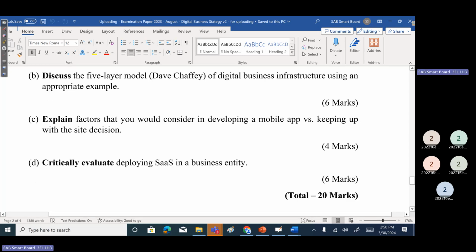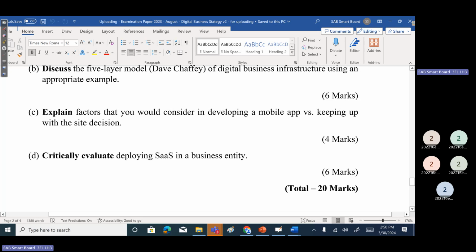Explain factors that you would consider in developing a mobile app versus keeping up with the site decision. App versus web decision. Yes, app versus web decision. I even gave that in the class as a small classroom assignment. If not, the answers are also there. In the slide itself, there are 6 points, whether you should go for an app or keep the link. 6 points. Check this.